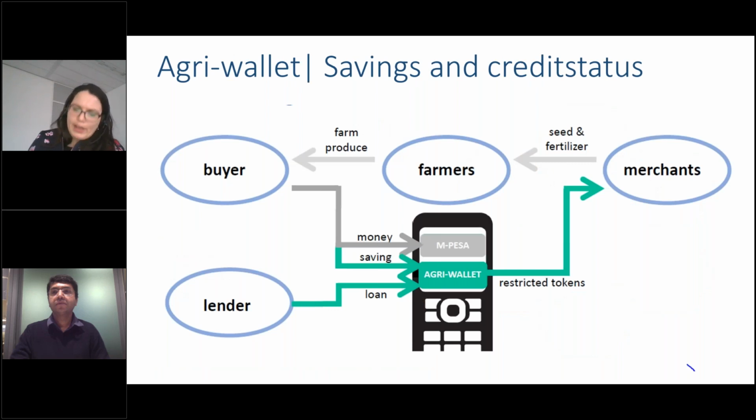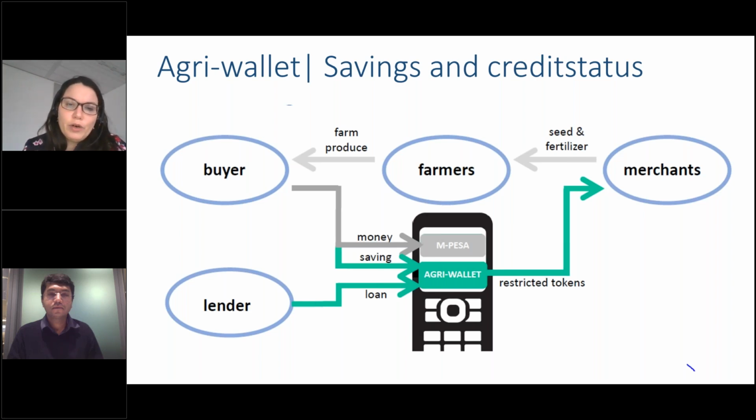AgriWallet is looking at financing and savings of farmers. So this is an overview of how their full ecosystem works. So if you go to the middle top, then you see farmers, and farmers produce specific commodities. Now they sell these to buyers, and then the buyers can pay out the farmers. And in this ecosystem of AgriWallet, they do that by paying out in money, but also keeping a little bit aside for savings.